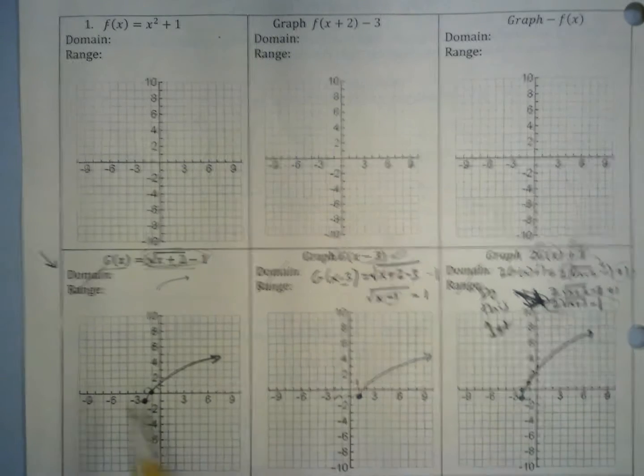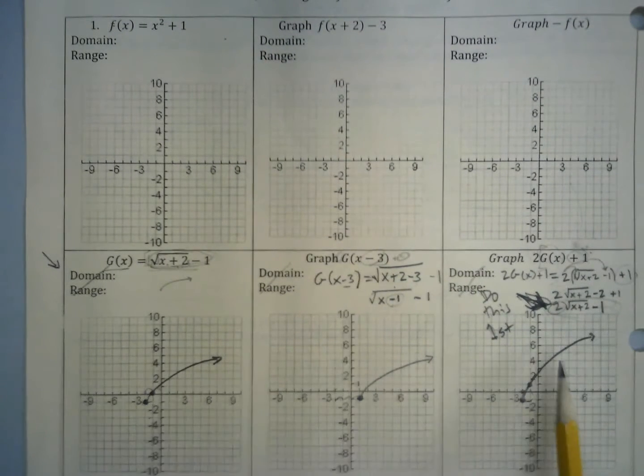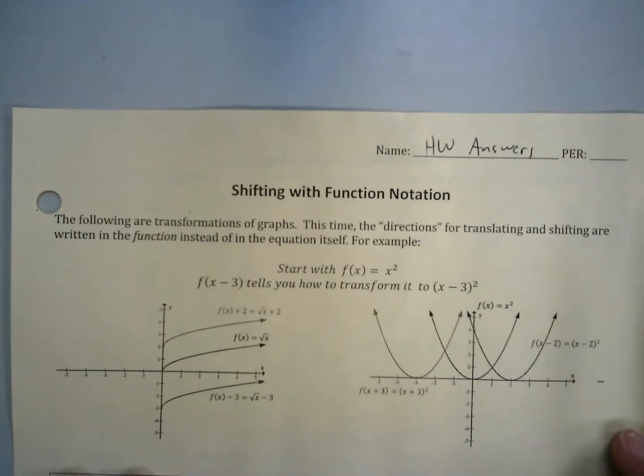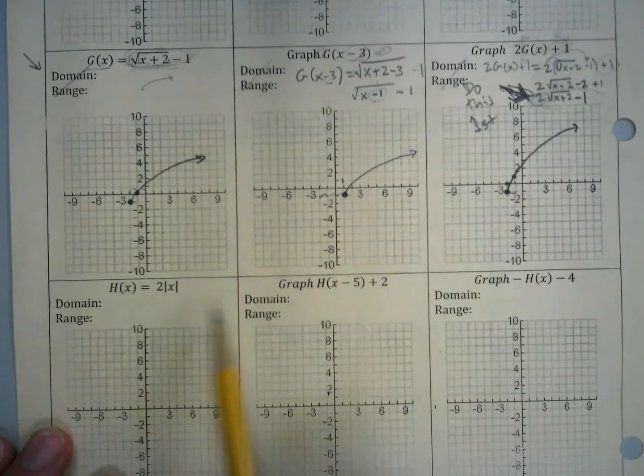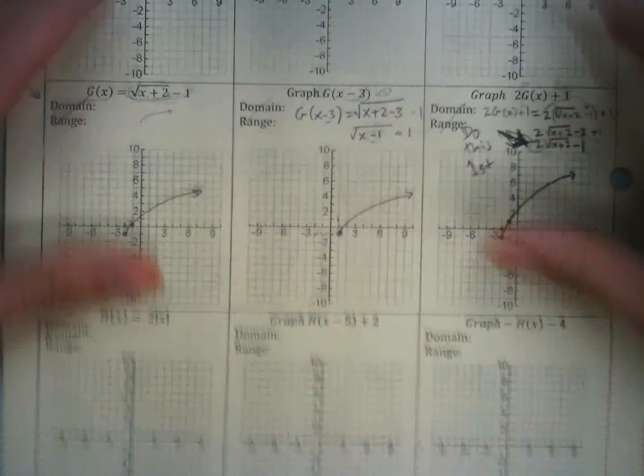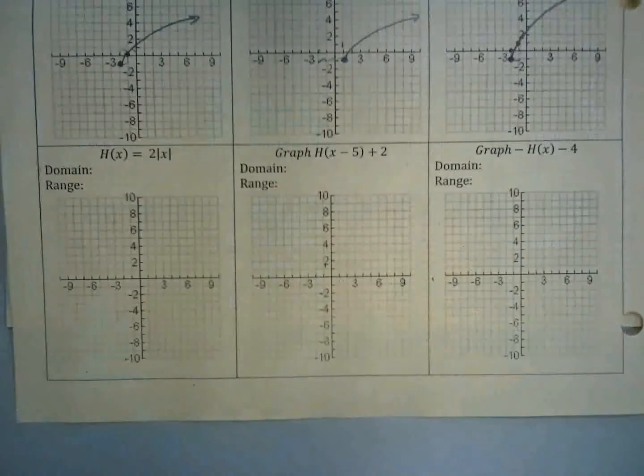We did an example last time from our shifting with function notation homework. Let's do another example, especially since we learned a little bit more about domain and range. Let's do the last example.